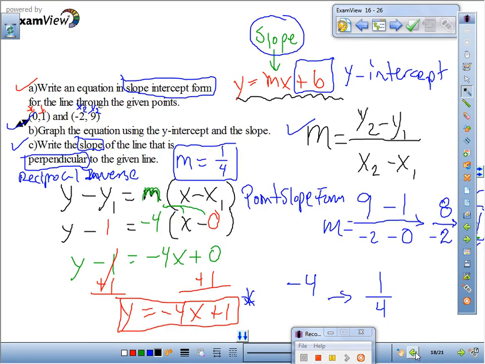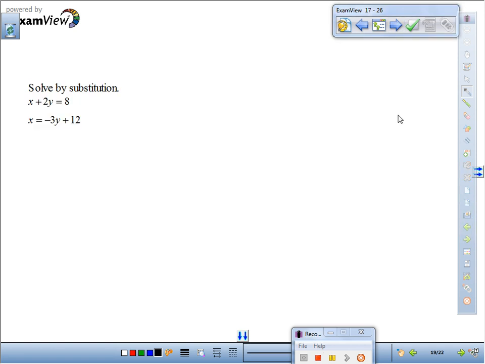Number 17. It says, our favorite, systems of equations. It says, solve by substitution. Give me a second. Solve by substitution. Does it say by graphing? Does it say by elimination? No, by substitution.